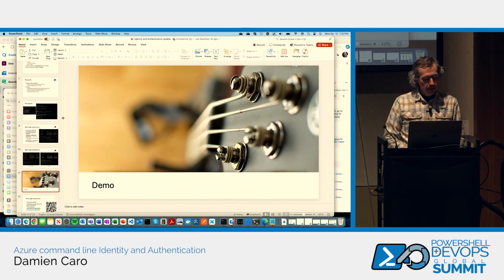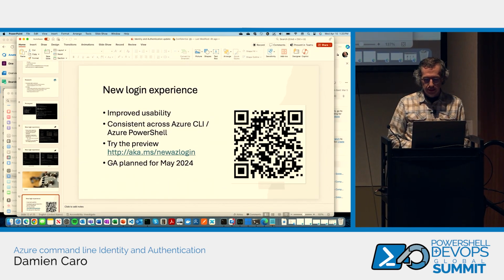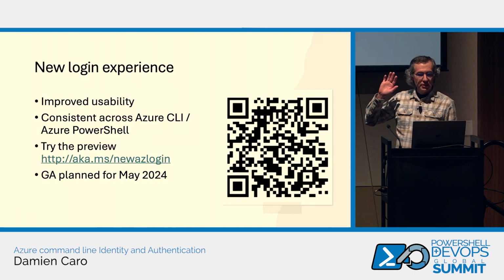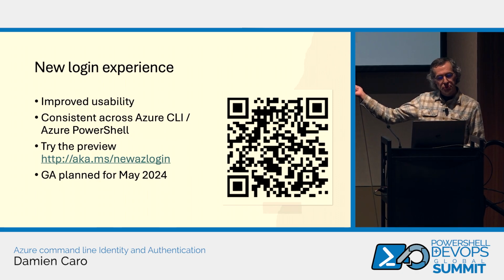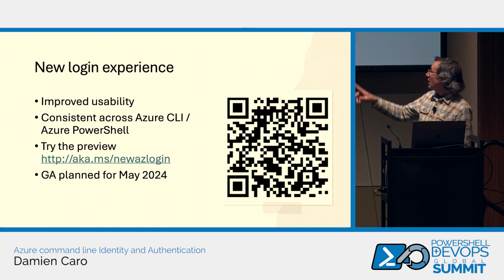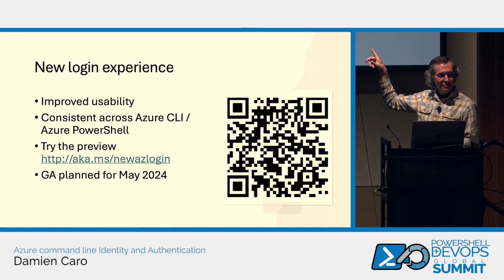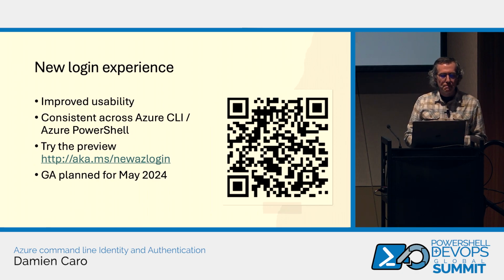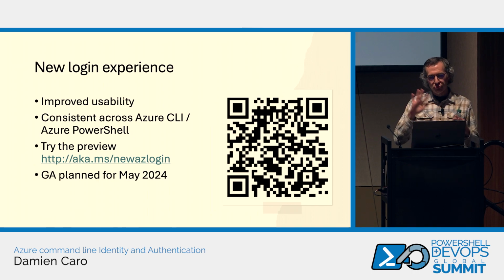Cool. So as I was saying, if you want to try the preview, you have one URL to remember, aka.ms/new-az-login. You have the QR code. I've tried to use a QR code to get the aka.ms link. I hope it works. I'm going to leave that on for a minute. That will redirect you to a blog post that has all the info, the links, where to install, and how to install. We have two installation methods, one for Windows and one for macOS and Linux. They're different. We have technical reasons behind that. I don't want to go into details here, but that's why we don't have the same installation path for both. But it works on both environments.